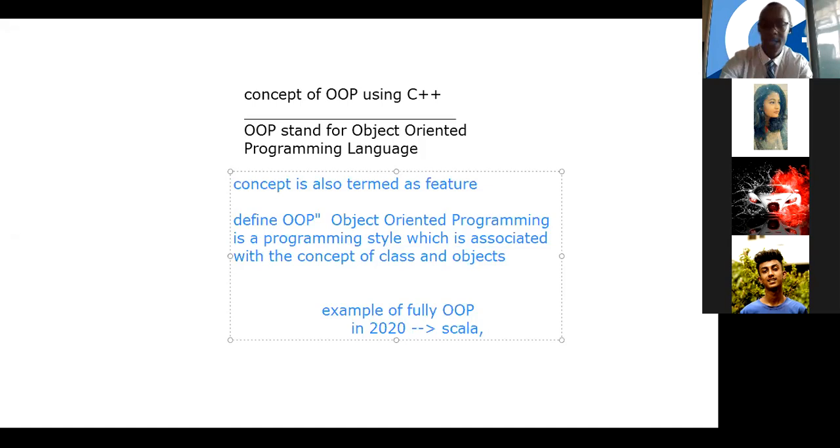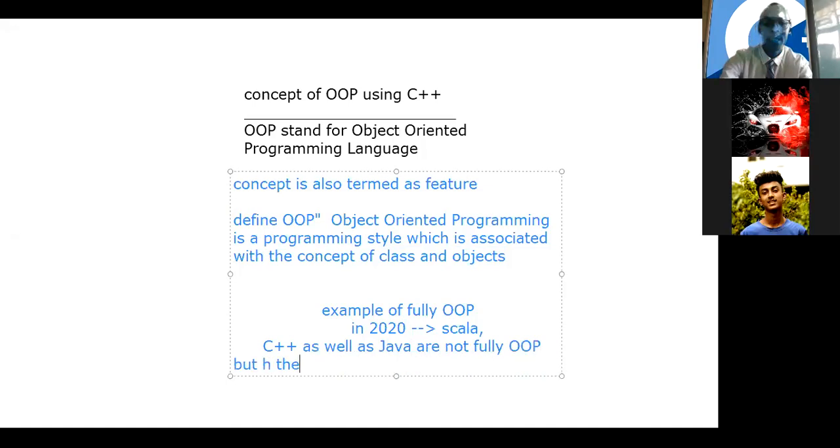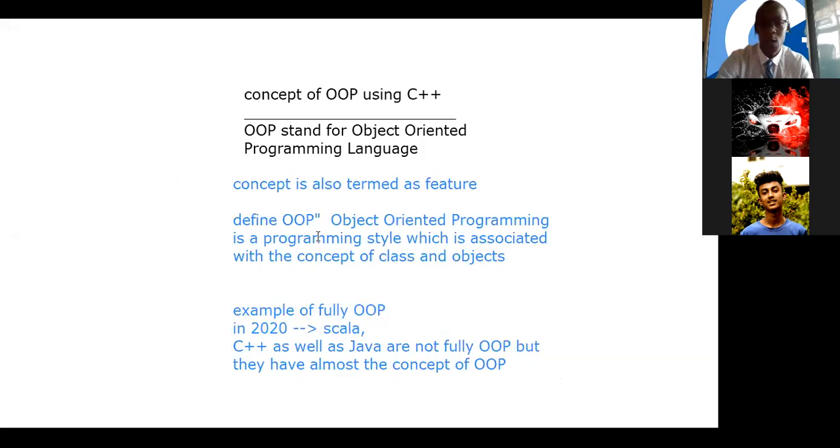But C++, as well as Java, are not fully OOP, but they have the concept, they have almost the concept of OOP, right? So this is one of the things which you have to understand as we are going to learn the concept of OOP or object-oriented programming language.